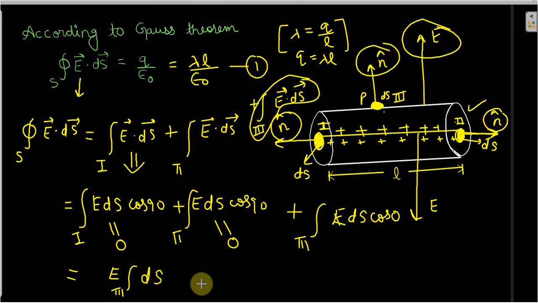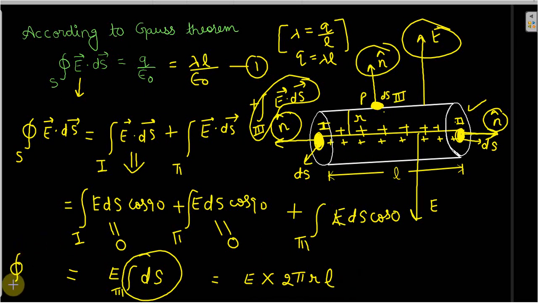Now we have to integrate the surface area of a cylinder. So what is the formula for surface area of cylinder? Curved surface area of cylinder, let r is the radius of the cylinder and L is length, so the integral of ds will be 2 pi RL, so that will be E into 2 pi RL. So electric flux over a closed surface is equal to E into 2 pi RL. So this is equation number 2.